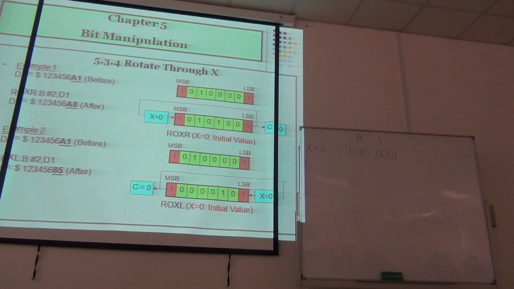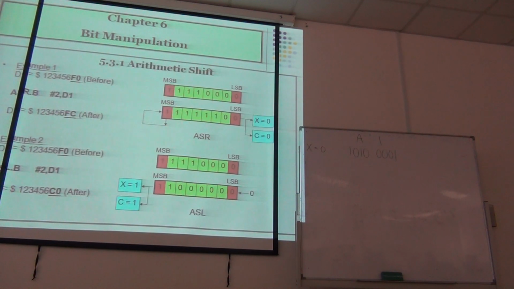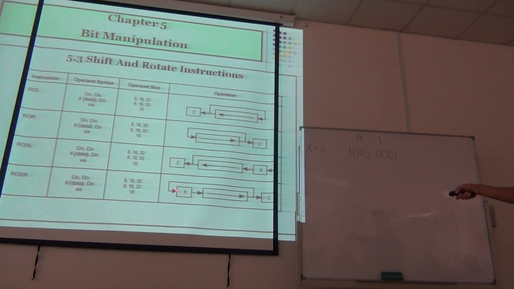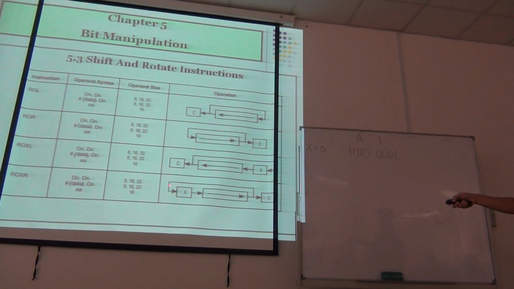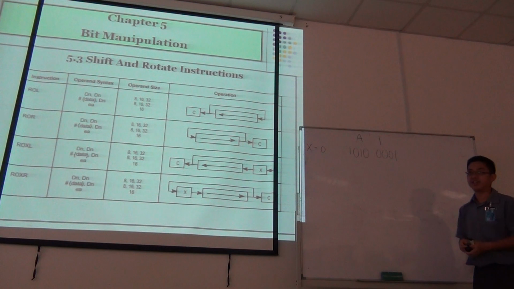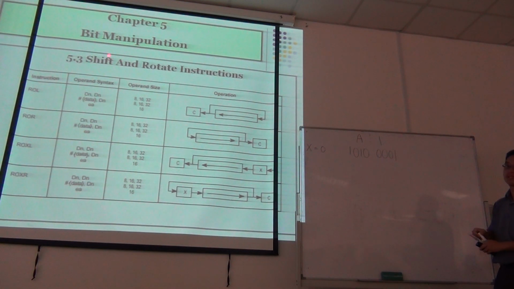The table says rotate right is like this. The LSB will be copied over to C. The same value will go to X first and push X. The X value will be put inside the register. So the value will push from there and there, push through X. So right now the first rotate will be like this.